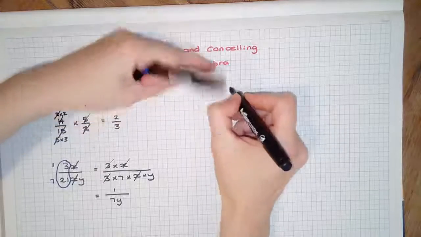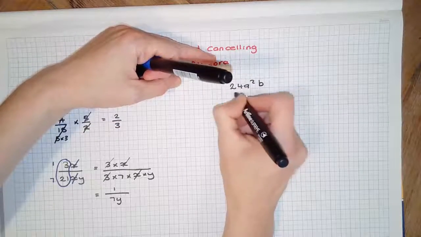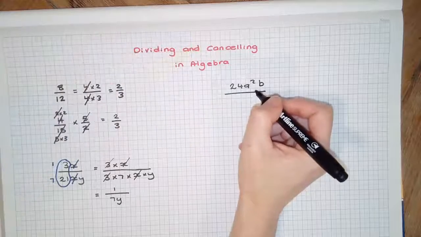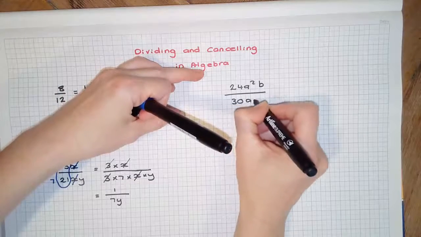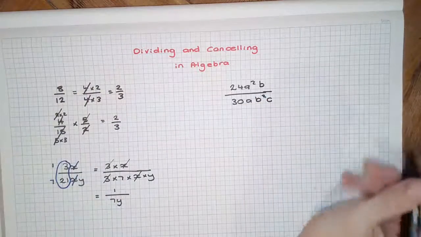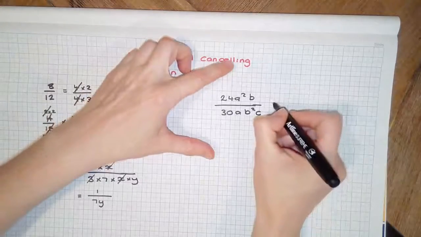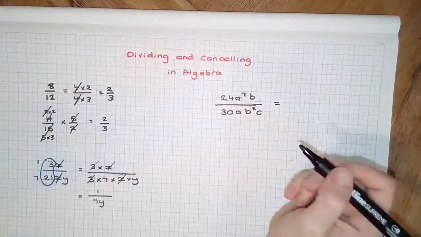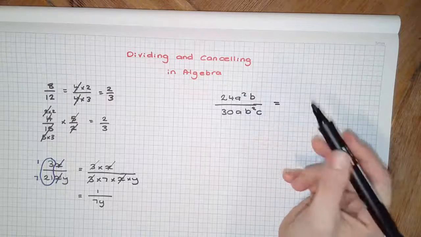Let's go 24 a squared b over 30 a b squared c. So again, I'm going to expand it out just for simplicity until we've got the hang of this. Now I'm looking at 24 and 30, and if I was simplifying it as a fraction, I might realize that 6 is both a factor.